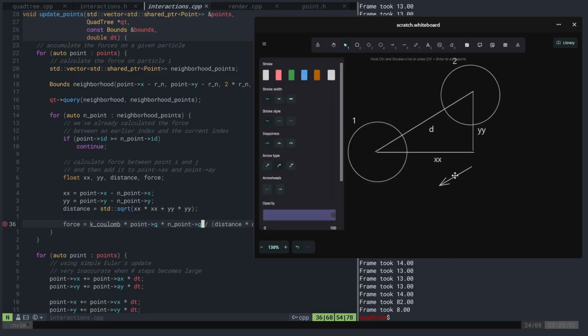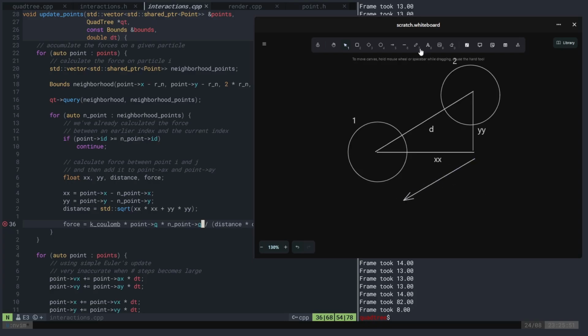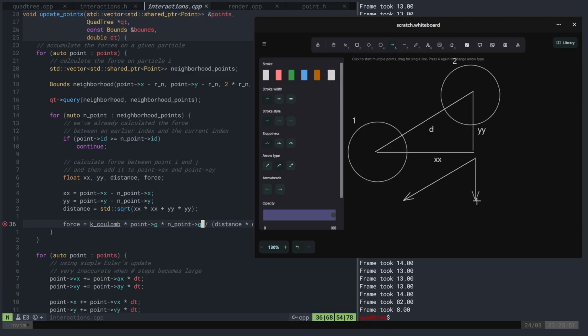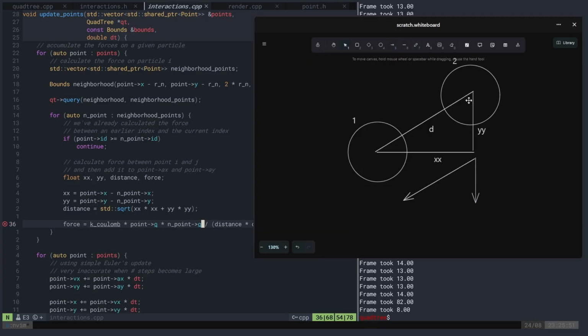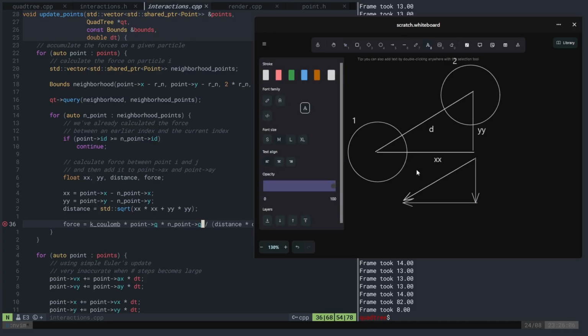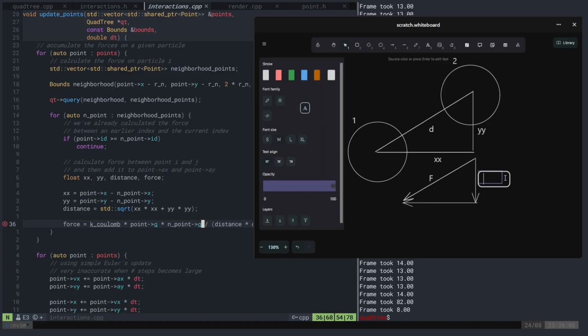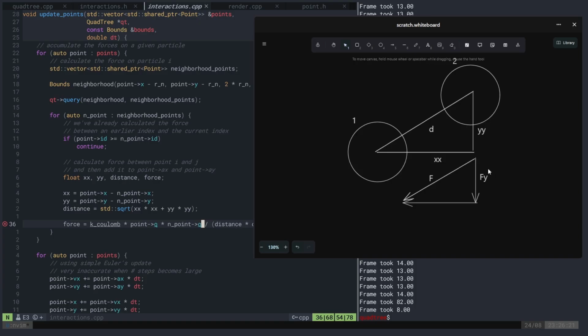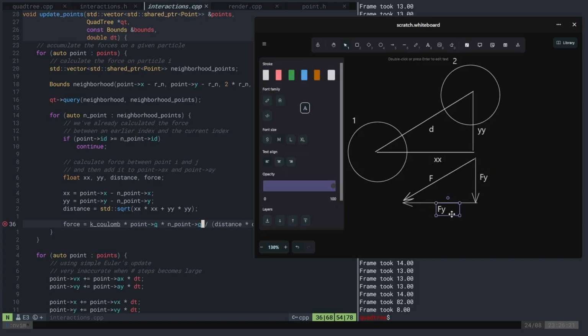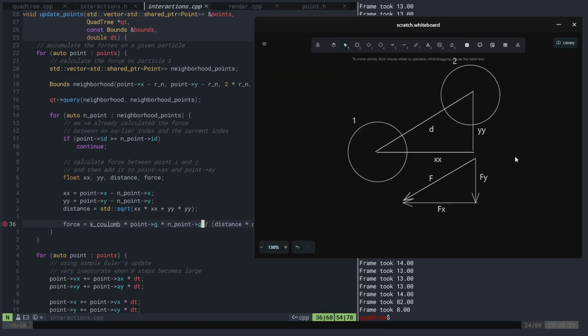So if I move this force down here, we can draw a similar triangle, right? This is going to be the force in the y direction, and this is going to be the force in the x direction. Since these are similar triangles, this vector is going to be F, the total force. This we'll call Fy, which is the y component of the force, and this we'll call Fx, which is the x component of the force.